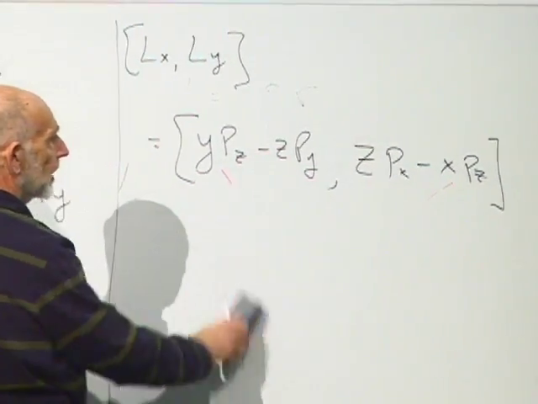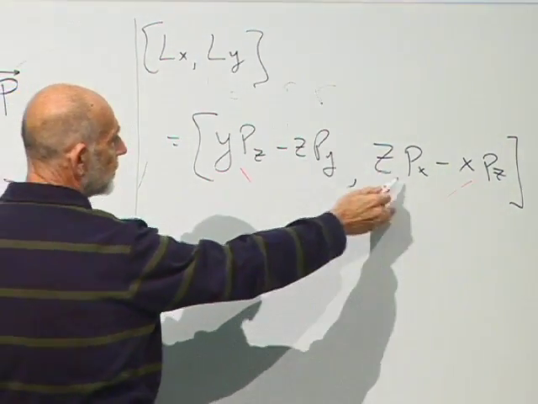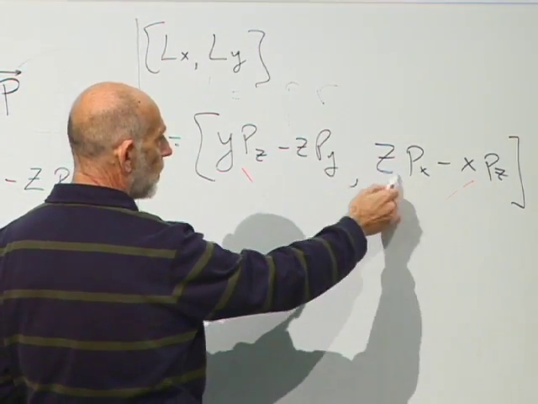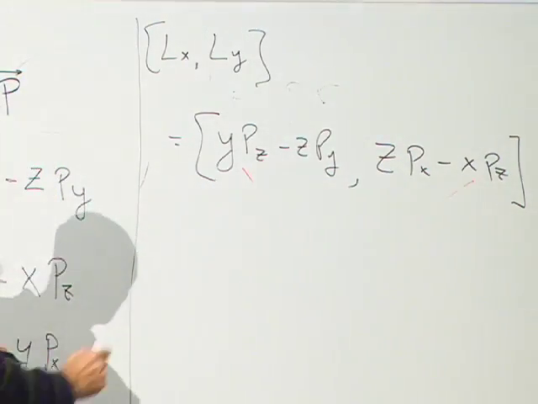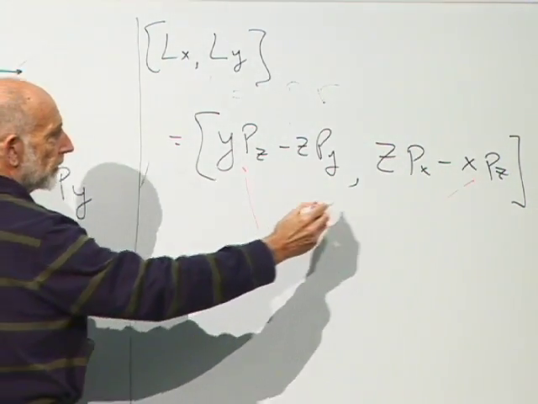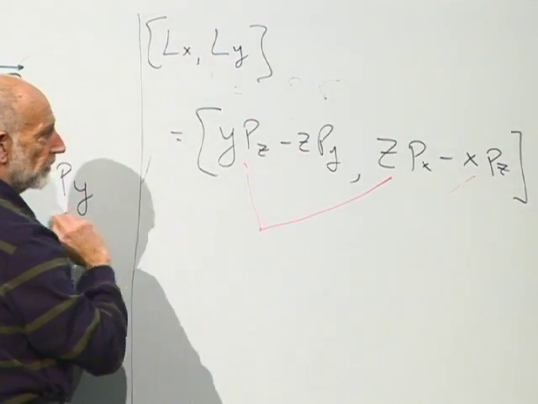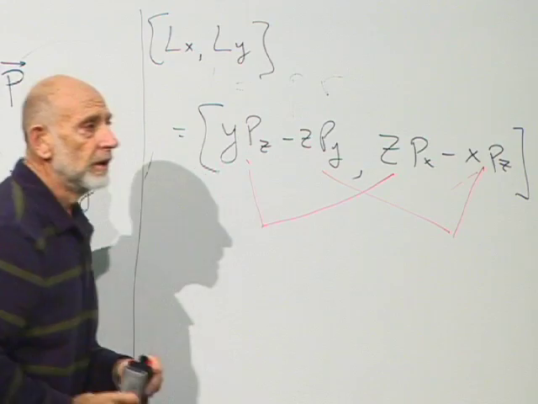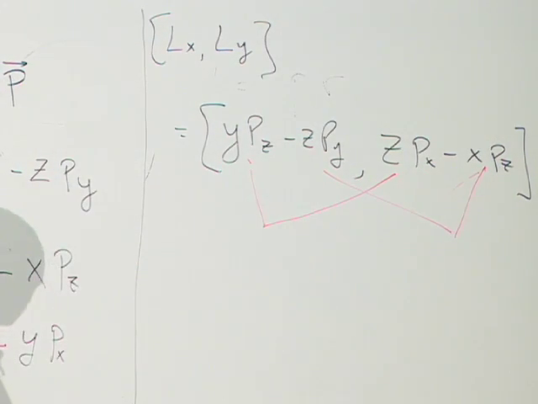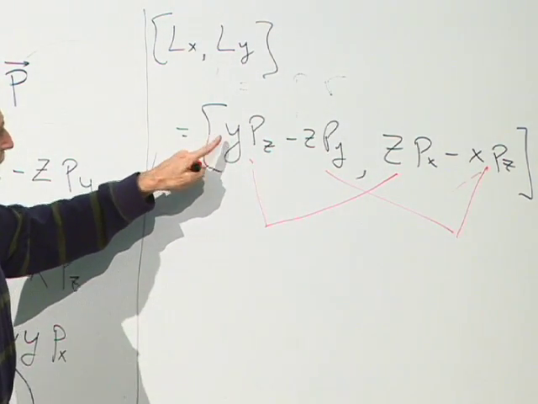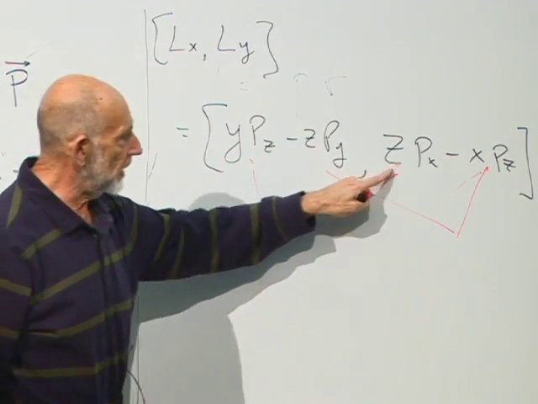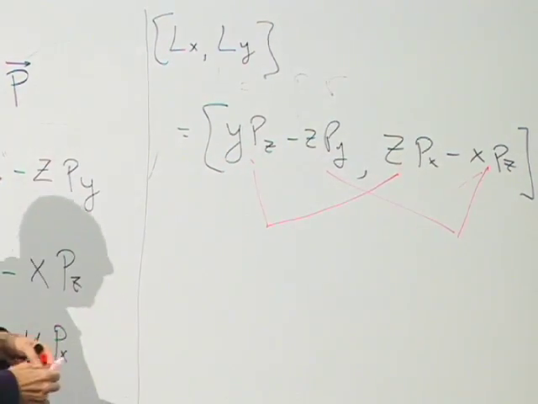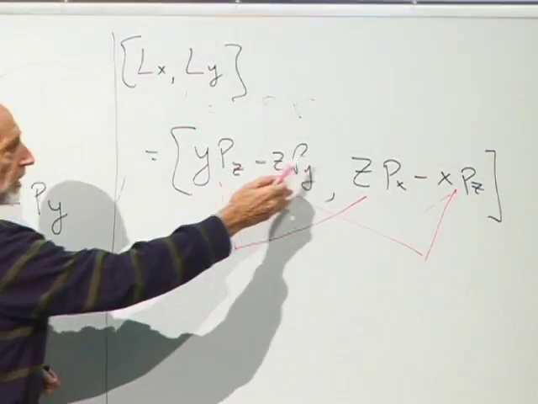I think there's another combination. Let's see, is it this one? Yeah, these two also commute with each other. The two which don't commute with each other are two pairs, this and this, and this with this. So let's see if we can work it out. We have YPZ, ZPX. The only thing which doesn't commute here is PZ with Z.